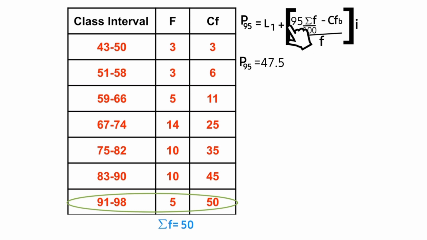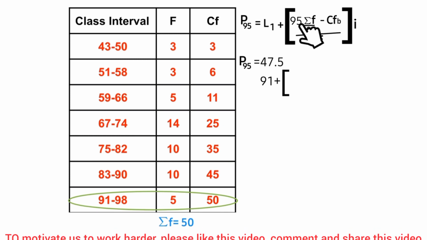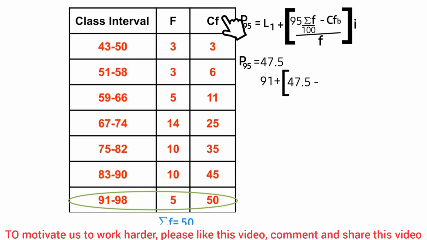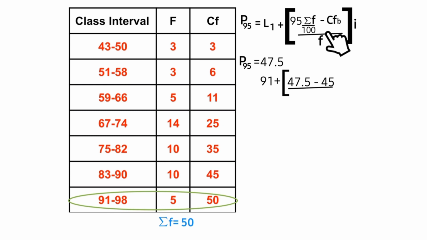Now let's apply this formula to calculate the 95th percentile mass of the students. We have L1. L1 means the lower class limit of the percentile class, which is 91, plus 95 times summation F over 100, which is 47.5, minus the cumulative frequency before the 95th percentile class. We locate our cumulative frequency column and trace the one that is before the 95th percentile class, and this is 45, over the frequency of the 95th percentile class. The frequency is 5, times class width. We could get our class width by subtracting 50 from 58 or 43 from 51.